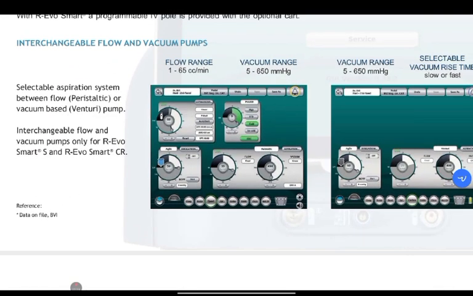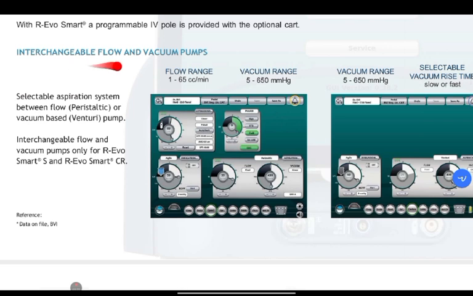Next we have, friends, interchangeable flow and vacuum pump. So selectable aspiration between flow, peristaltic, or vacuum-based venturi pump. Interchangeable flow and vacuum pump is only for our Evolution Smart S and Evolution Smart CR. So these are the important features of this machine.